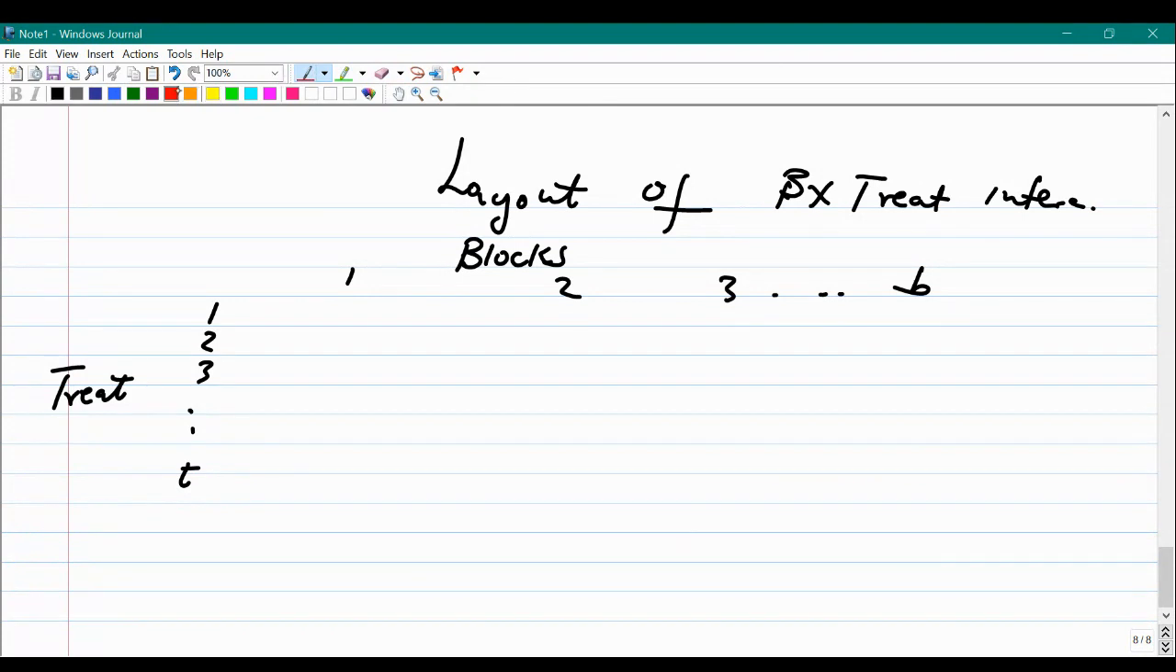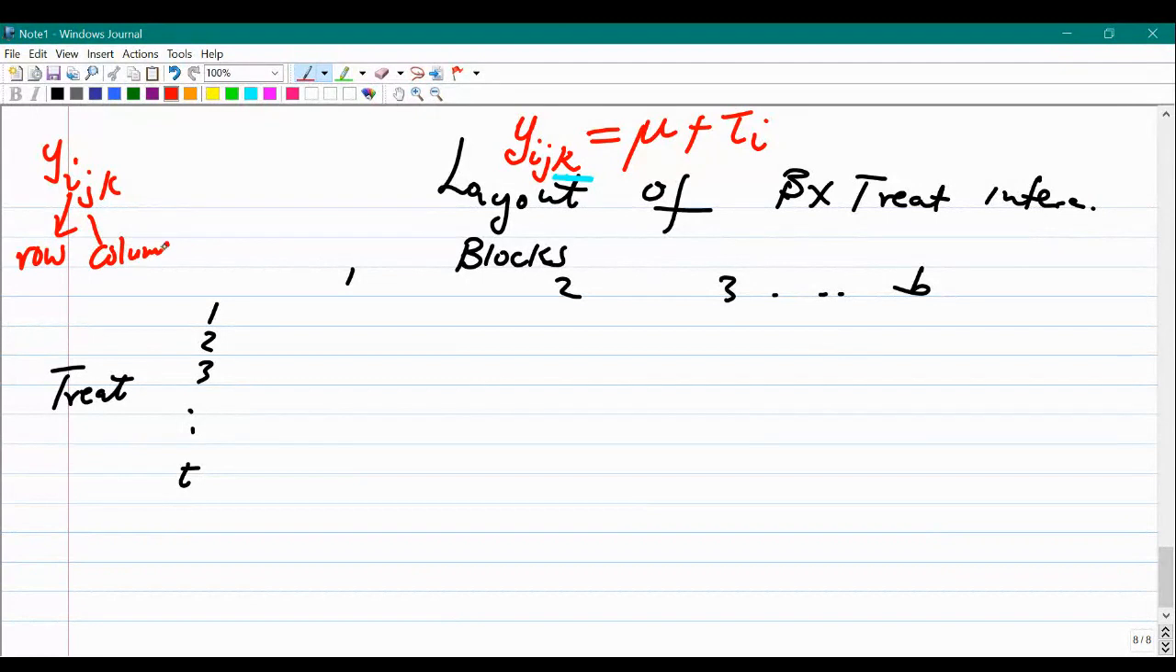Your model, guys, is given by Y_ijk. Check now, we have K. We must understand where we're going to use this K. It is equal to mu, the overall mean, plus tau_i, because the treatments are what? When you want to find the sum of the treatments, you are going to add the rows, isn't it? So Y_ijk: this one is the row, this one is the column, this one is the replication.